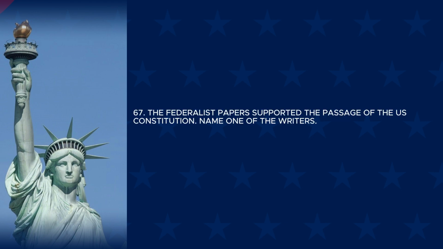When was the Declaration of Independence adopted? July 4, 1776. There were 13 original states. Name 3. New York, New Jersey, and Virginia. What happened at the Constitutional Convention? The Constitution was written. When was the Constitution written? 1787. The Federalist Papers supported the passage of the U.S. Constitution.